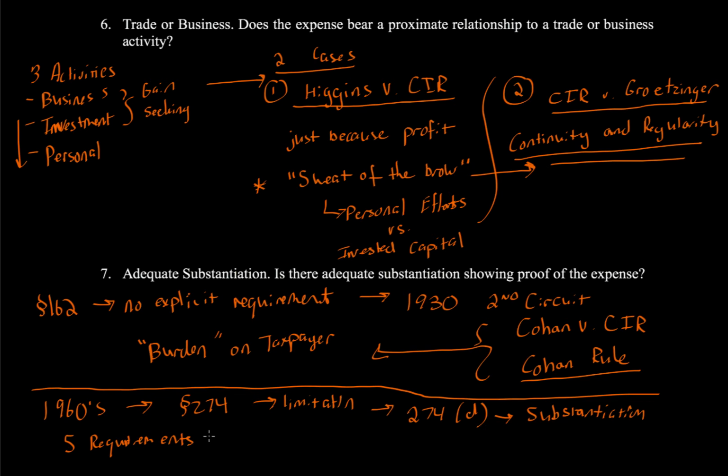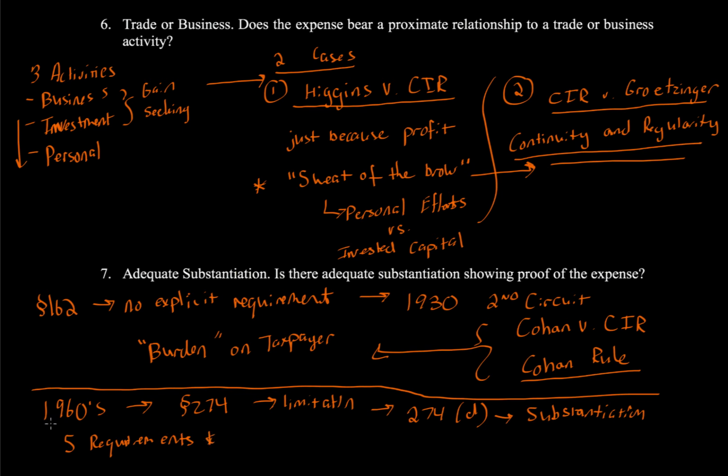Those 5: the amount of the expense must be provided, and this has to be shown, whether on paper or electronic. The amount of the expense, number 1. Number 2, the time and place of the expense. Number 3, the business purpose of the expenditure. Number 4, all of the parties associated with the expenditure. And number 5, the business relationship of all the parties. So this had to be provided. These requirements made it more stringent with respect to what had to be shown.